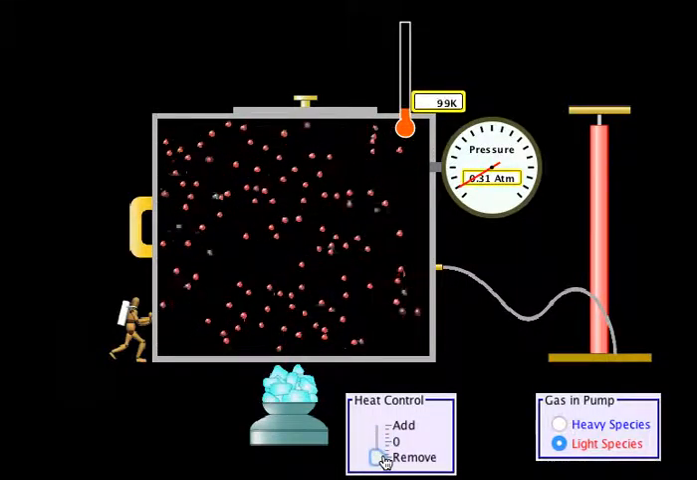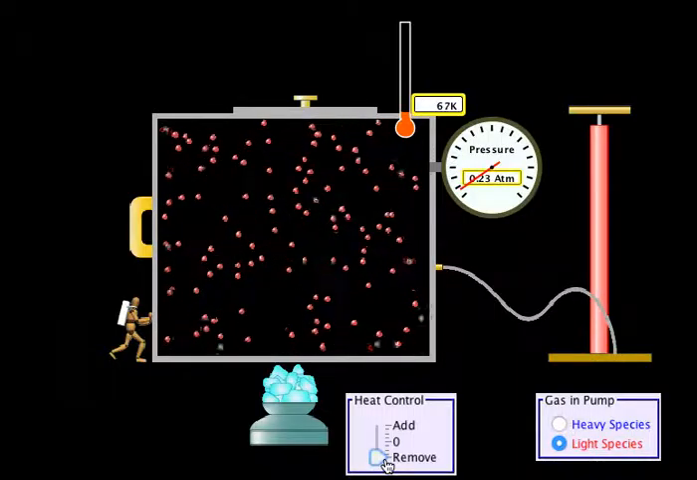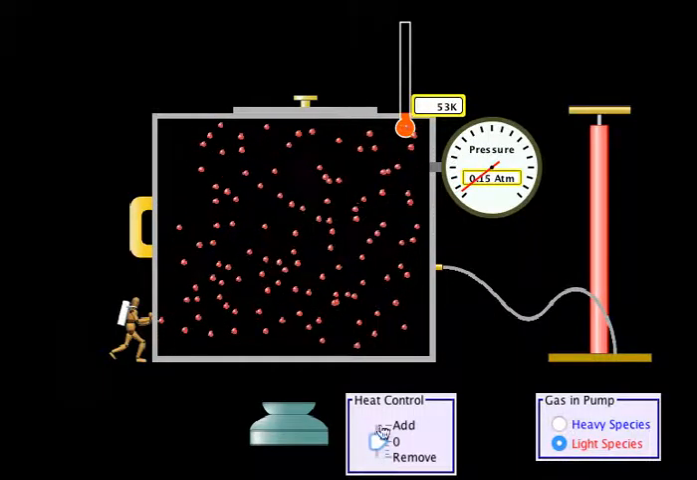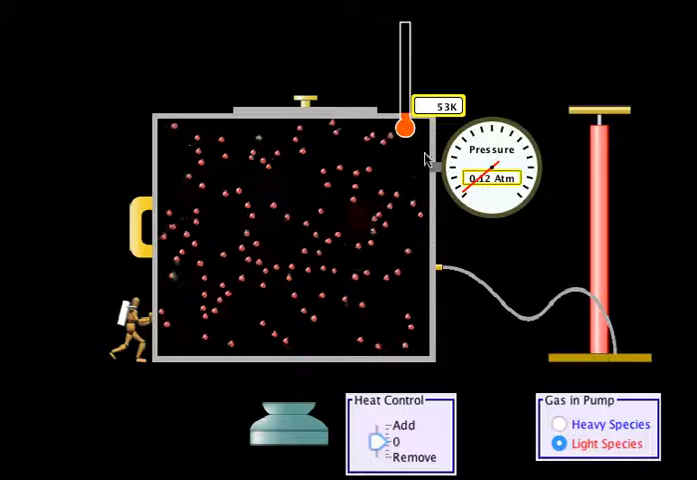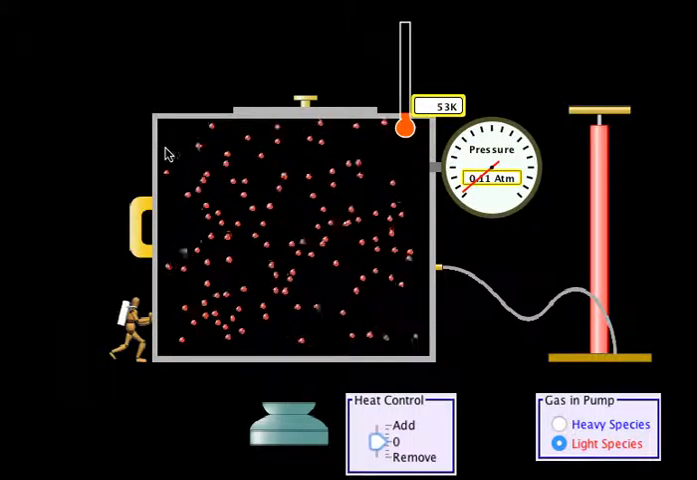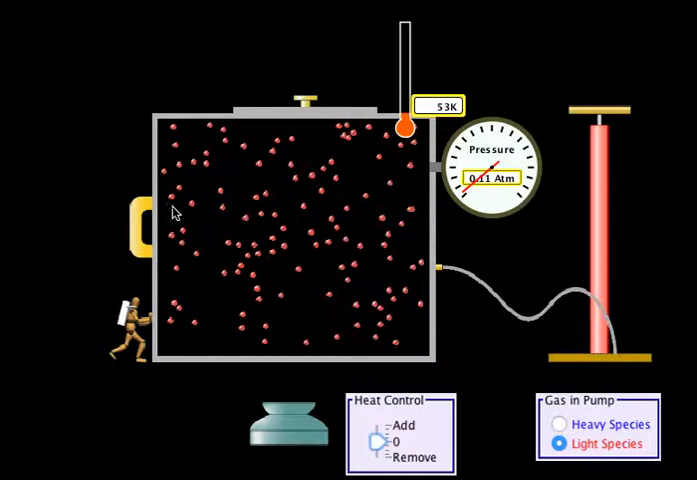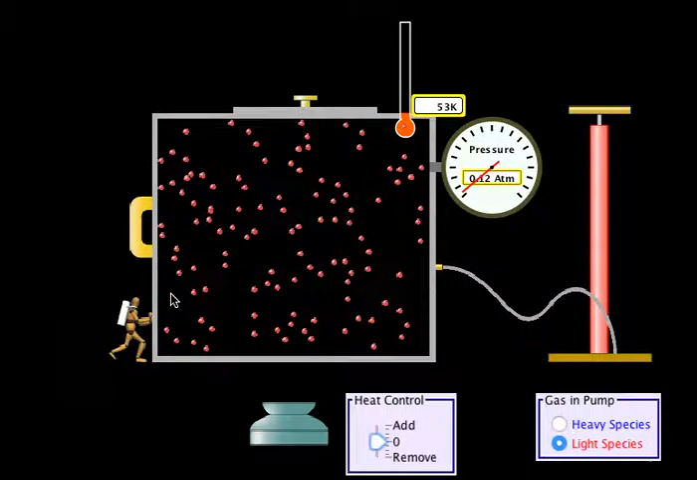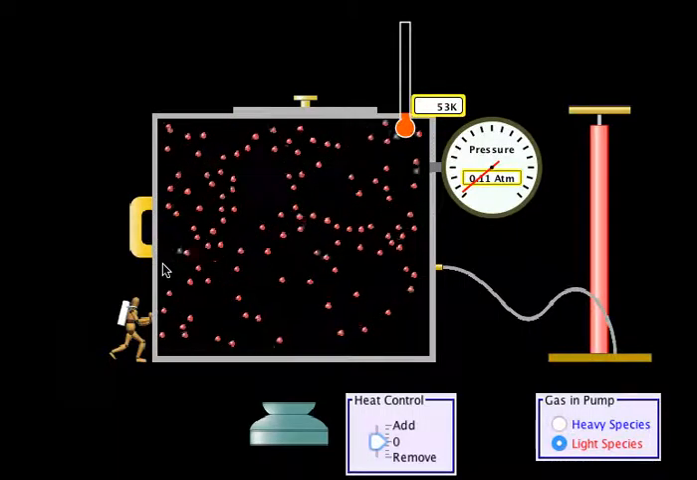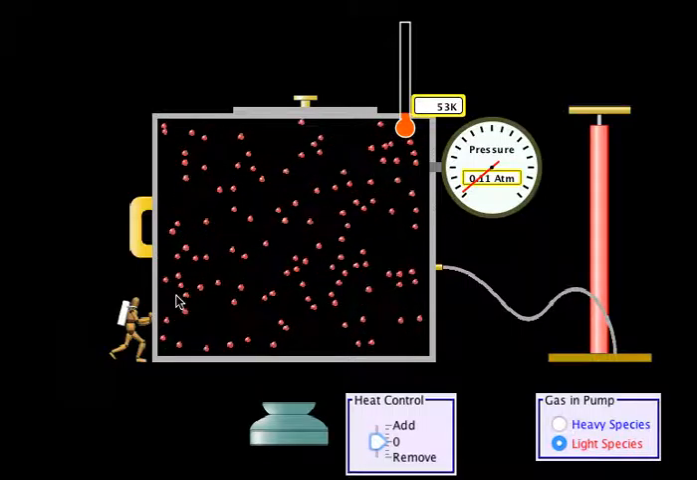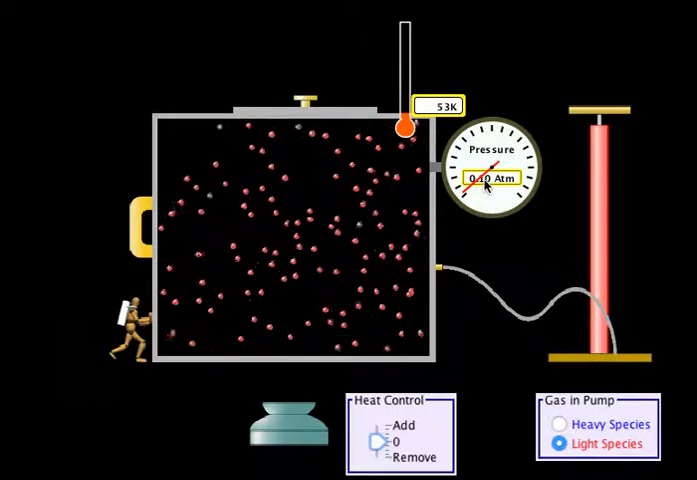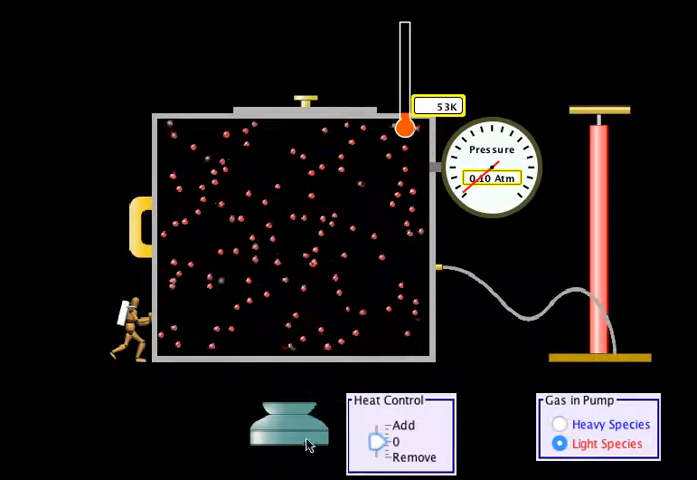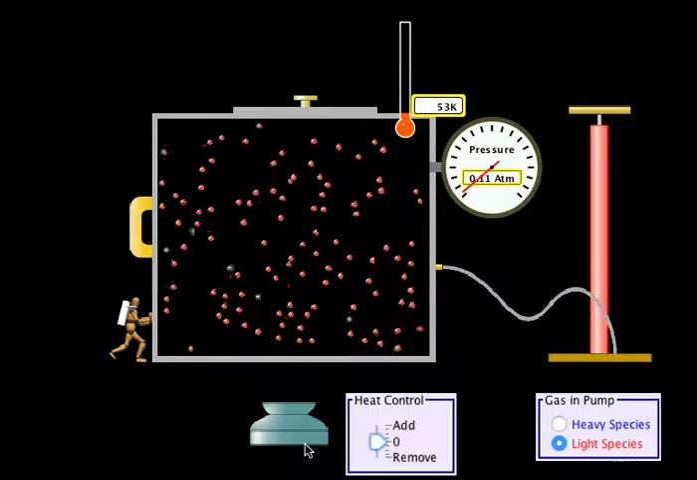Look, there's some ice. They're cooling off. You see them slowing down. And now that those particles are moving slower, the temperature went down. Now look at how often they're bumping into the side. They're not moving as fast. The pressure has gone down because they're not bumping into the container quite as much as they used to be, as you can see in the number here in the pressure gauge. So temperature affects the pressure.